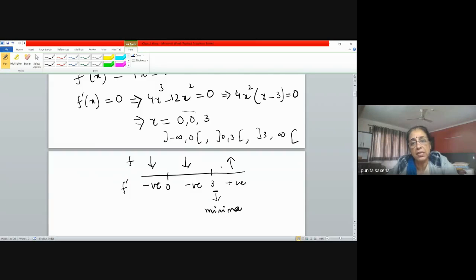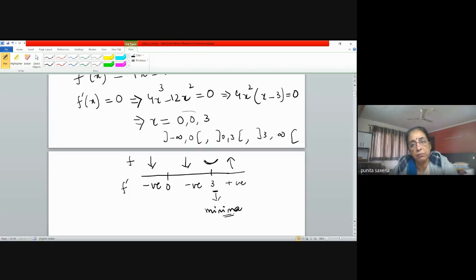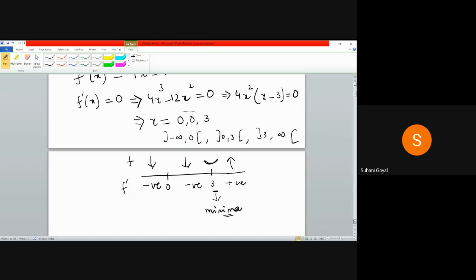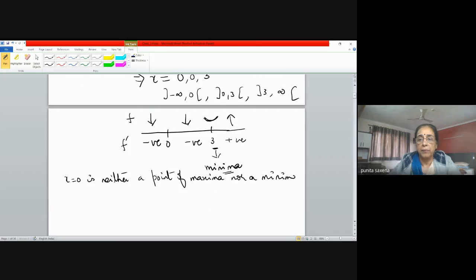So when the graph crosses 3, it will look something like this here. So 3 becomes a point of minima. Is this okay? What I observe is that x equal to 0 is neither a point of maxima nor a minima, but x equal to 3 is a point of minima.